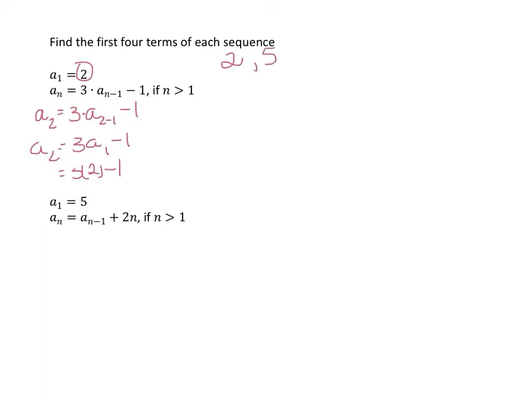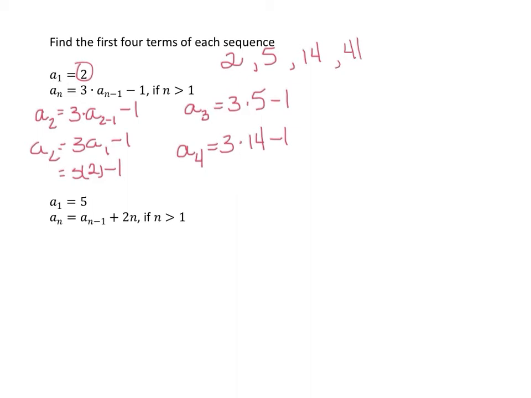We can do that again with the third term. I need 3 times the second term, which is 5, minus 1, and that gives me 14. And then to find the fourth term, I need 3 times the third term, which is 14, minus 1. And that gives us 41.